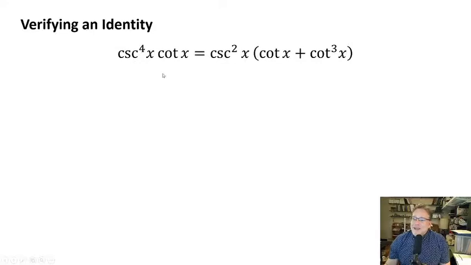Cosecant to the fourth x, cotangent x, is equal to cosecant squared x times cotangent x plus cotangent to the third power x. Interestingly, I'm seeing a factor here of cotangent x that perhaps can be factored out of this. That'll leave behind a 1 plus cotangent squared x. I think that'll give us a cosecant squared x. That'll get us a lot closer to this.